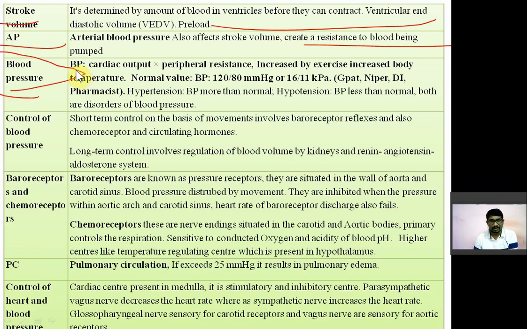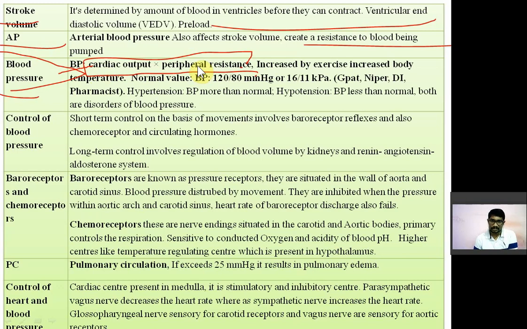Now blood pressure is equal to cardiac output into peripheral resistance. So this formula you have to remember. This formula is very important. The whole anti-hypertensive chapter is based upon this formula. Cardiac output into peripheral resistance. Cardiac output we have seen. Cardiac output itself is nothing but the stroke volume into heart rate. Okay. And peripheral resistance means the resistance that is offered by peripheral blood vessels. That is the resistance.